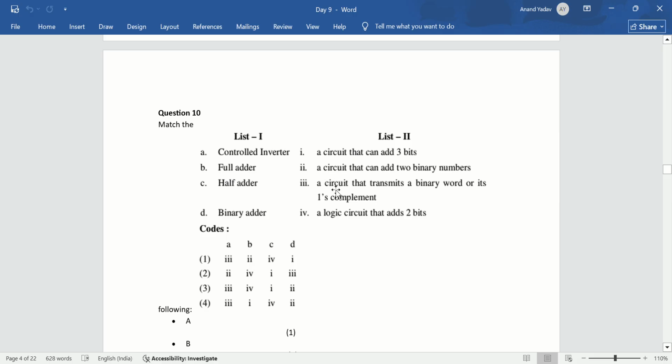Control inverter, a circuit that can add 3 bits, a circuit that can add 2 binary numbers, full adder, half adder, a logic circuit that adds 2 bits. Half adder adds 2 bits, so C goes to 4, and D is a binary adder that adds 2 binary numbers, D goes to second.